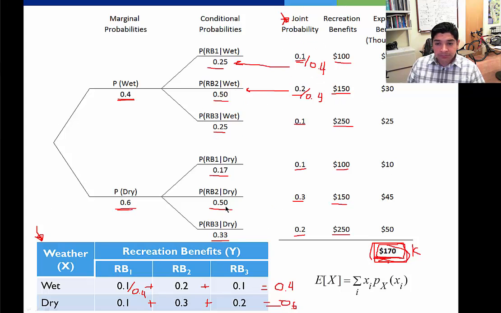Okay, with that, I think that's all for now. You're going to have an exercise related to this, so you can always come back to this and see how I estimate all these different joint, conditional, and marginal probabilities.